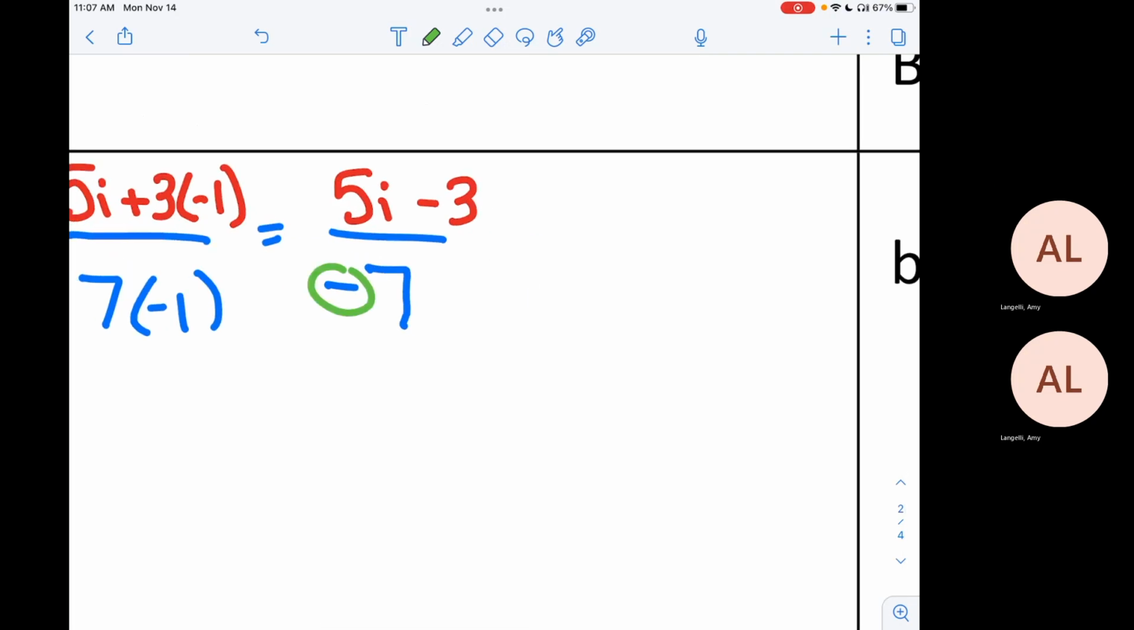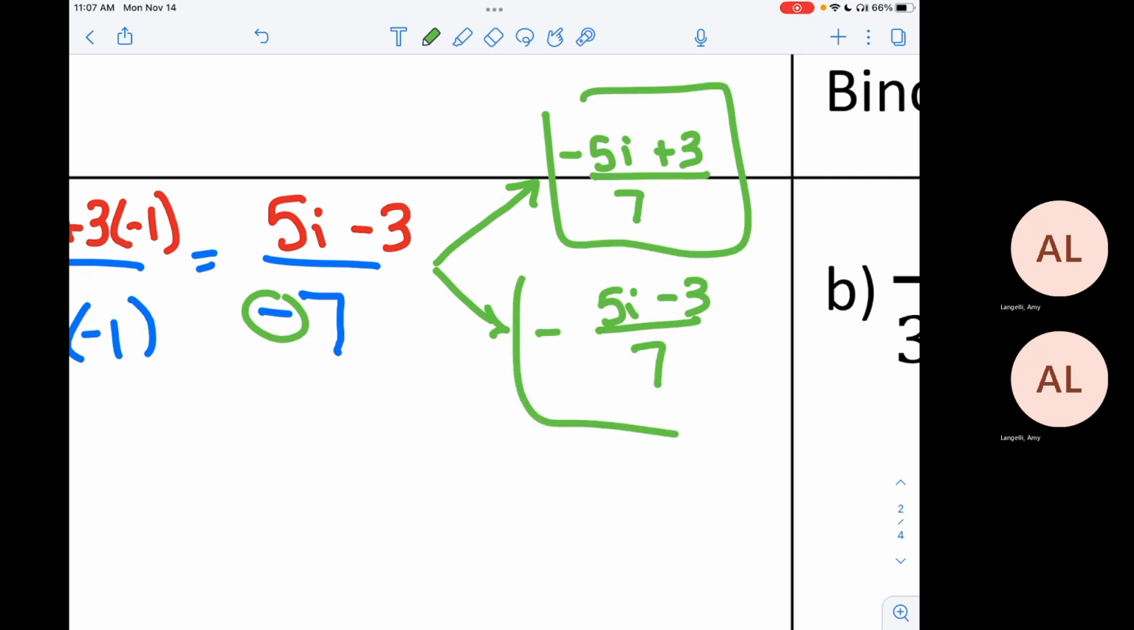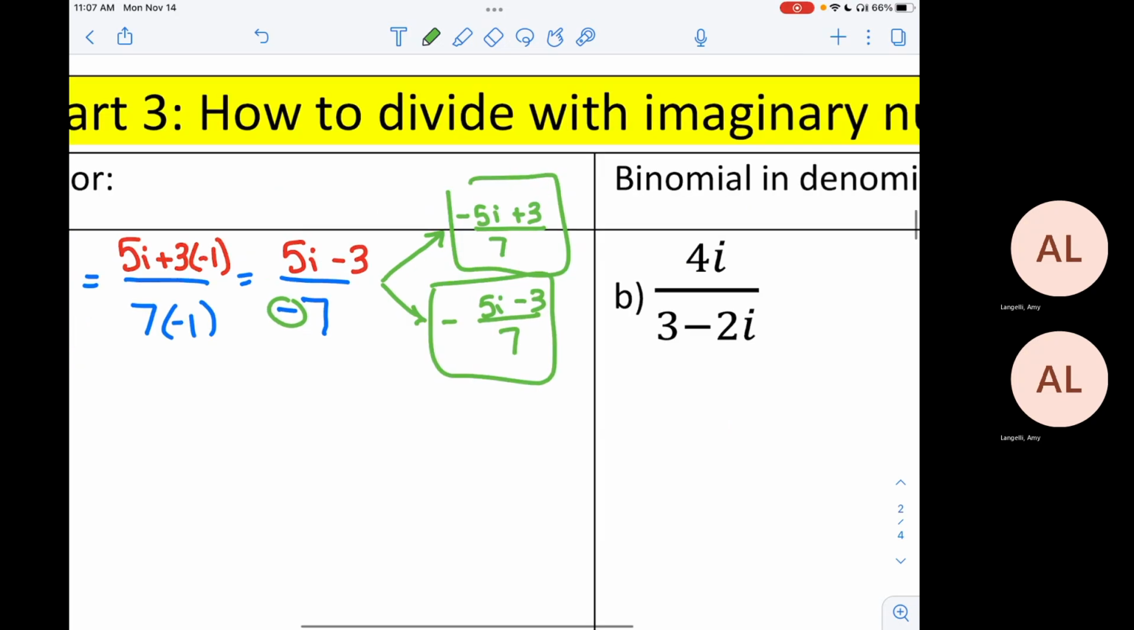There's this really cool rule in math that negatives don't belong in the bottom. So we have 2 options. You pick either one that you want. I don't care which way, as long as you know they're both equivalent to each other. You can either distribute the negative through the top and put it over a +7, or you can simply put it in the front of your fraction and not distribute. But whatever you do, don't keep it in the denominator because that's not where it belongs. Now that was a monomial.